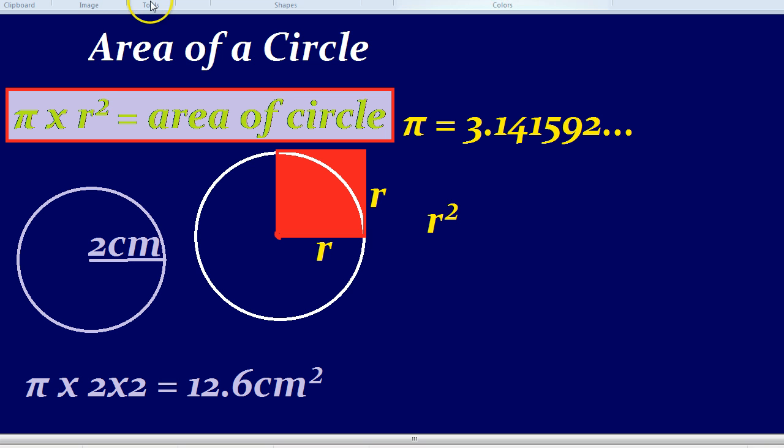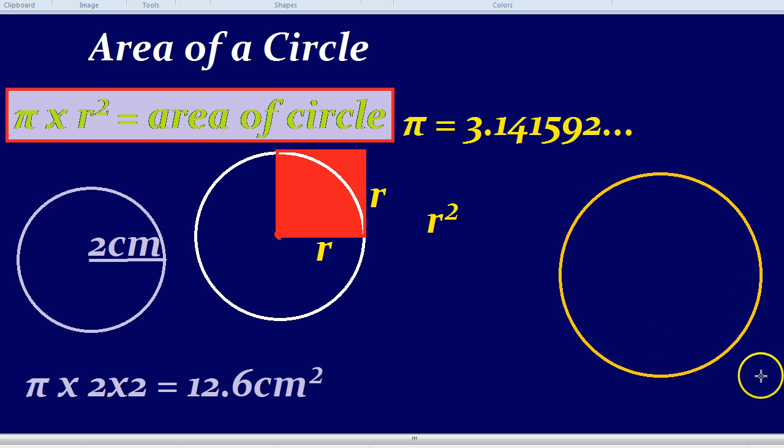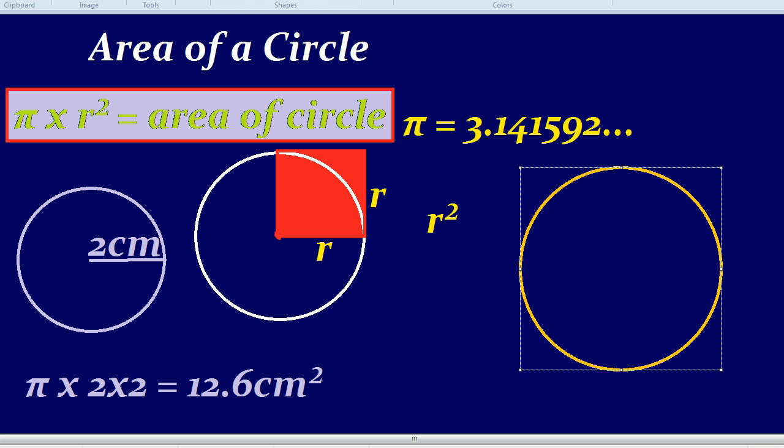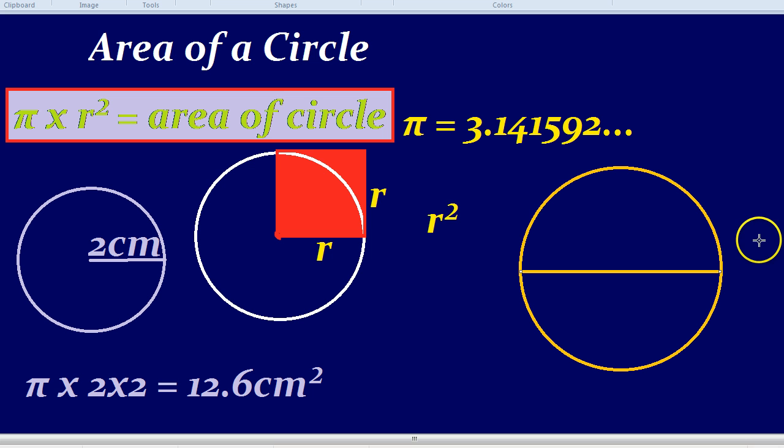I like that so much. Let's do another circle. This time though, just to confuse you, I'm going to make it bigger, and I'm going to give you the diameter and not the radius. Here's the diameter. The diameter, of course, goes all the way across, not just from the center. And I'm going to tell you that the diameter is actually 10 centimeters across. I reckon to get the area of that circle, I'm going to do pi times 10 squared. Would that be right?